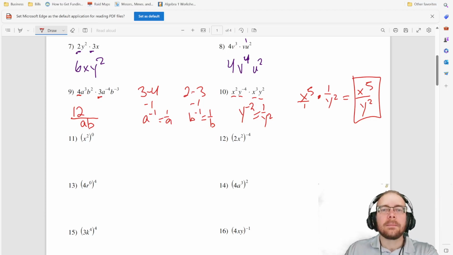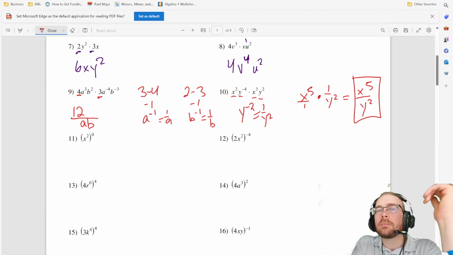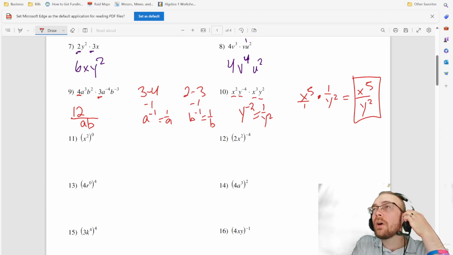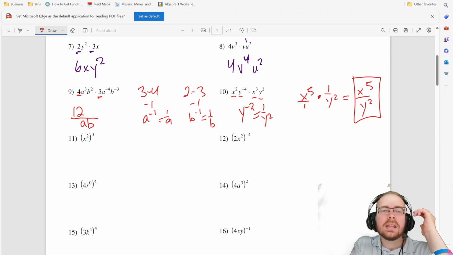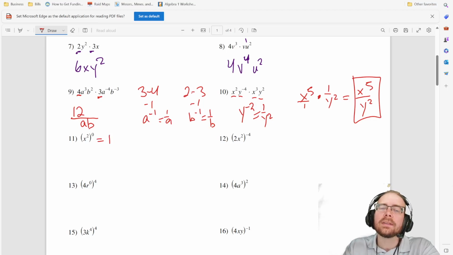All right. What about 11? Well, anything to the 0 power is 1. Remember I said that? So even though it's x squared, anything to the 0 power is 1. Anything. So you don't have to think about it too hard. Anything to the 0 power is 1. That's it. That's the answer.